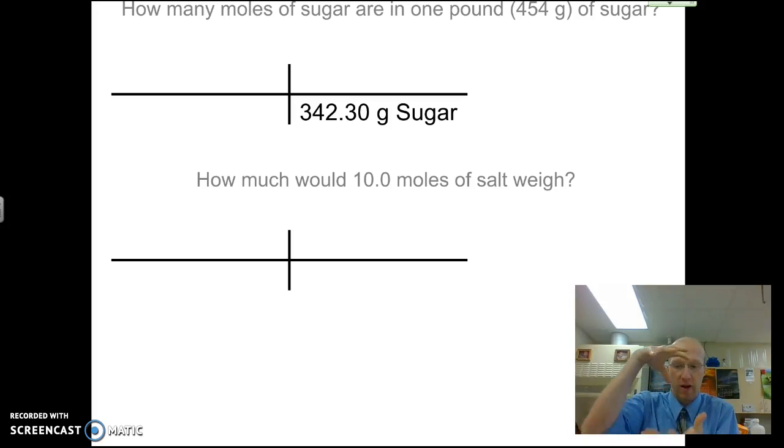Maybe a 5-pound bag of sugar is about this big. You buy it at the grocery store, so a pound is about 1/5 of that. A pound of sugar, how many moles of sugar is that?